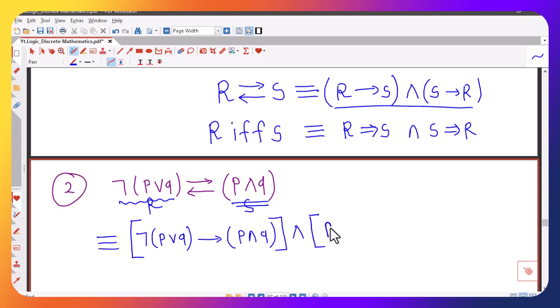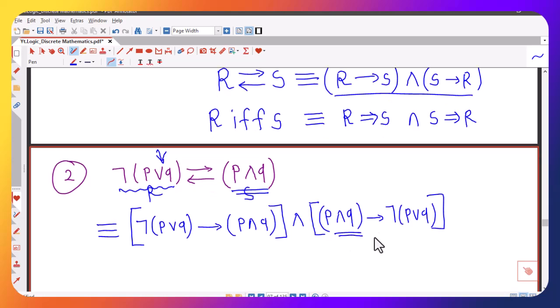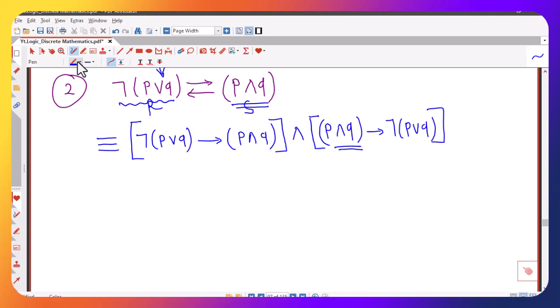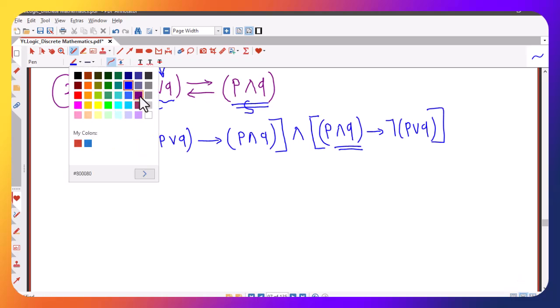And now I write S implies R, that is (P and Q) implies negation (P or Q). This first statement implies the second statement, that is negation (P or Q) implies (P and Q), and the second statement implies the first statement. And in the bracket we can mention whatever we are using.